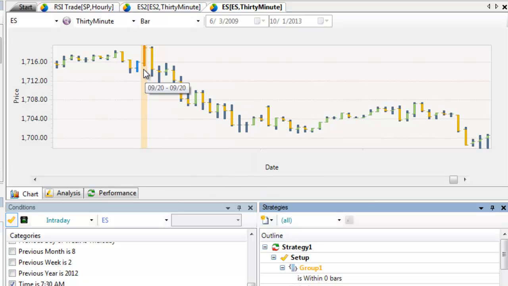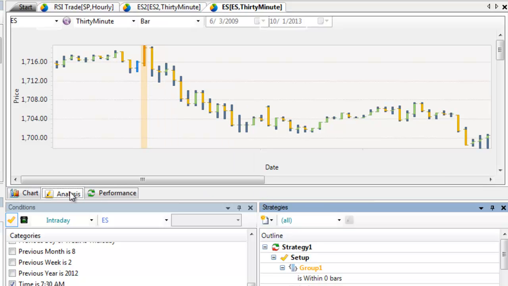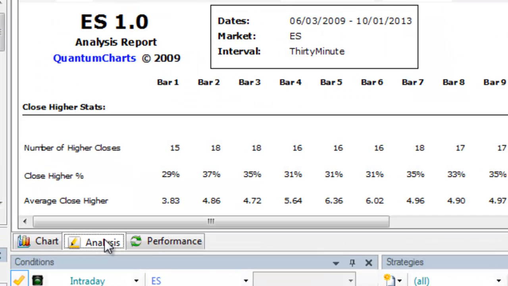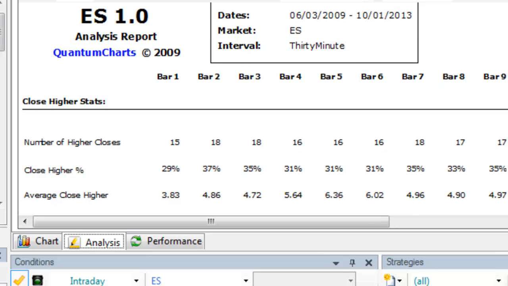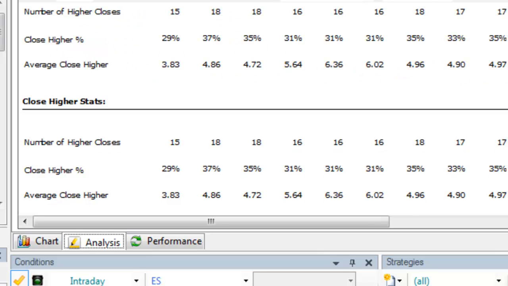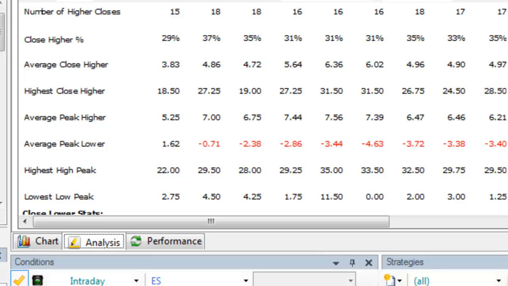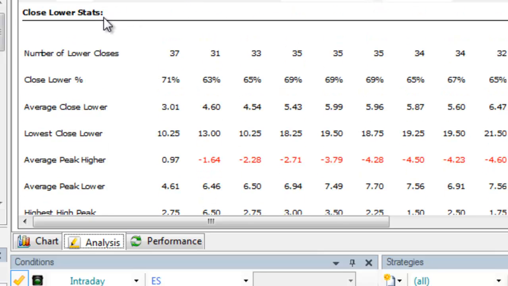It highlights them, as you can see here, and then it provides the market movement analysis, just as we were looking at before. So here's the table, and you can see here that the close higher stats are at the top and the close lower stats are at the bottom. You can see 71% of the time the market moved down by an average of 3 points. You remember these stats, exactly what I showed you.